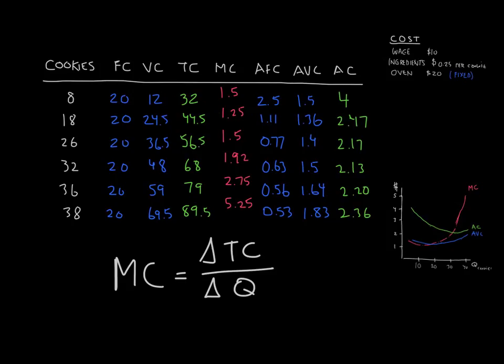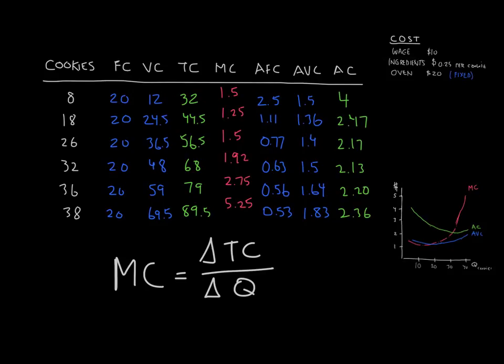So I can calculate all the different marginal costs, and you can see that first it decreases and then it increases and increases and increases, and that's another sign that we have diminishing marginal returns here. Diminishing marginal return says that the marginal product decreases, and when the marginal product decreases, the marginal cost increases. Those are totally related to each other.